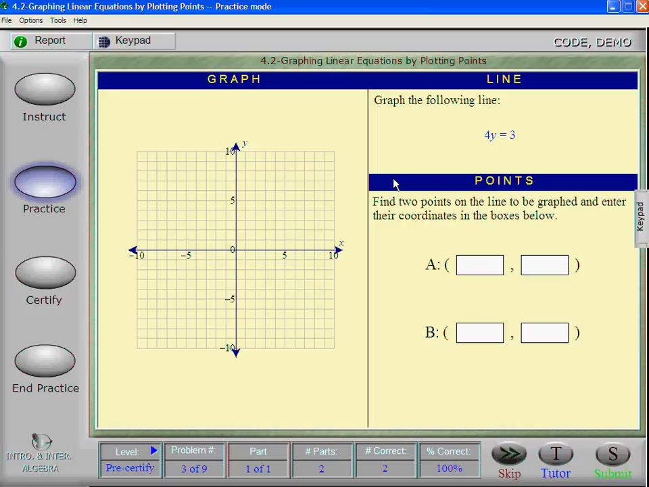If you only have one variable, then immediately you're going to realize that this is going to end up being a horizontal or a vertical line. And specifically, if you have 4y equals 3, the y coordinate, or the vertical coordinate, is the only letter that you've got. That means that you're going to have a horizontal line. Because if you get that letter by itself, if I divide both sides by 4, the y value is 3/4. And that's all it says. Y equals 3/4. So every y value is 3/4.